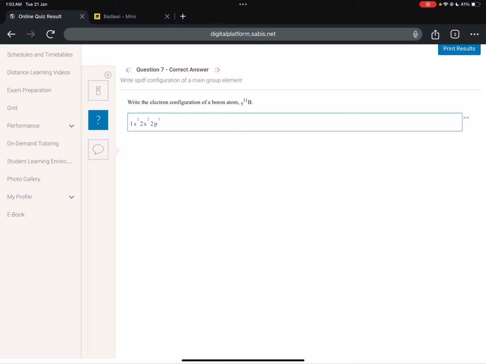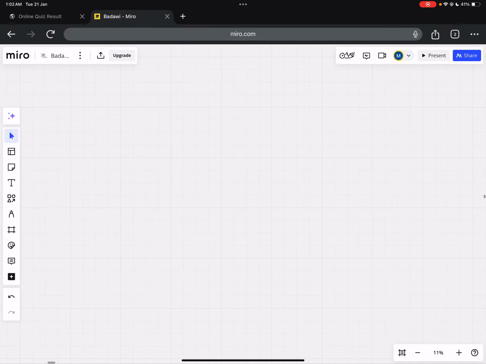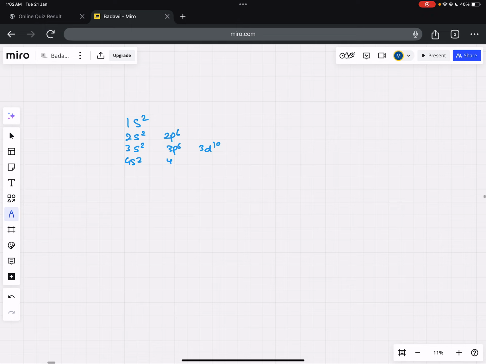Write the electron configuration of a boron atom. So first, of course, I'm not going to take the 11, I'm going to take the 5. Okay? Then, to write the electron configuration, always write this on your scratch paper. 1s2, and then 2s2, 2p6, 3s2, 3p6, 3d10, and you can continue 4s2, 4p6, 4d10, 4f14, and so on. And then you put the arrows.